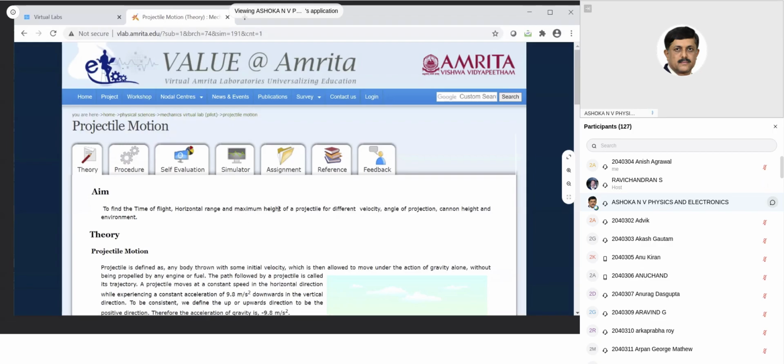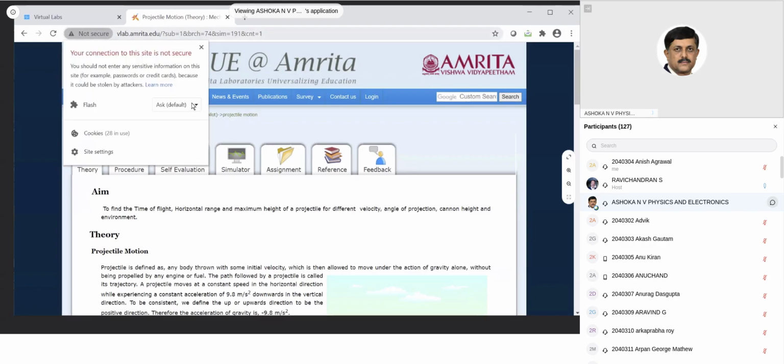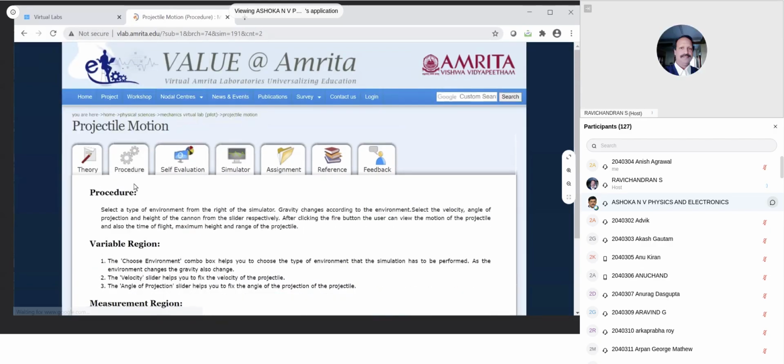But what we are looking for maximum from you is the time of flight that will be displayed. Horizontal range you have to calculate. Then maximum height you have to calculate for different velocity and different angles of projection. That's why I said 3 velocities and 3 angles of projection. That is what you have to go for. So this is the procedure. You can write something equivalent to this, or slightly modify it and write this procedure. It is given clearly.